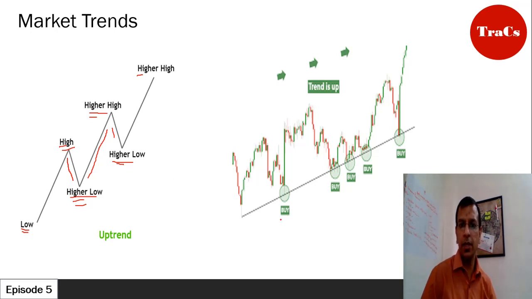So here, if you see, it has made a new low which is higher than the previous low. Here, another new low, another higher low, and so on and so forth. So in all these low points, I would look to invest, or I would like to buy this stock, because I always want to invest in the direction of the trend which is upwards. Let's look at a downtrend now.